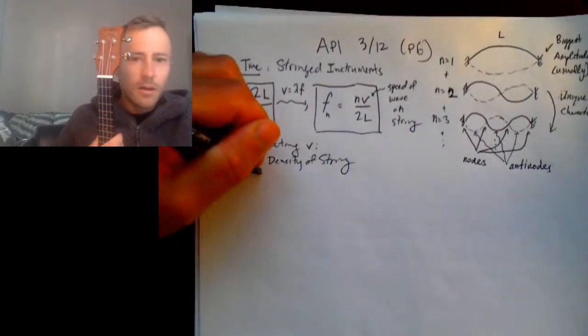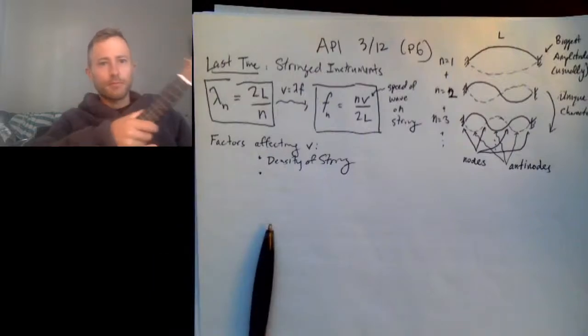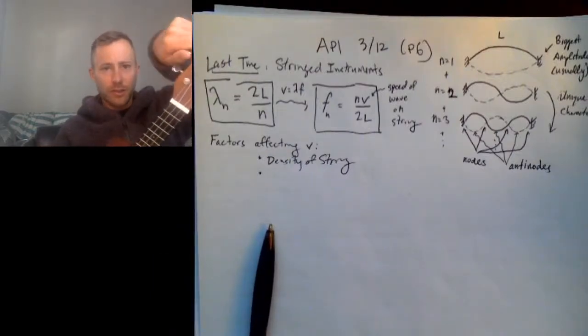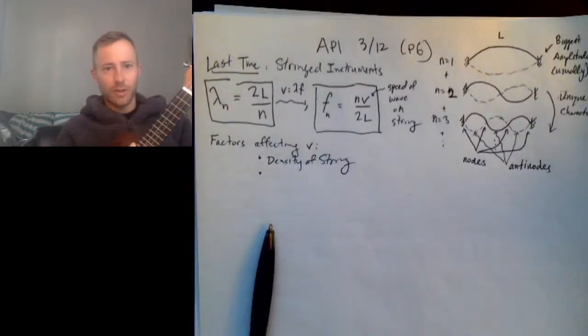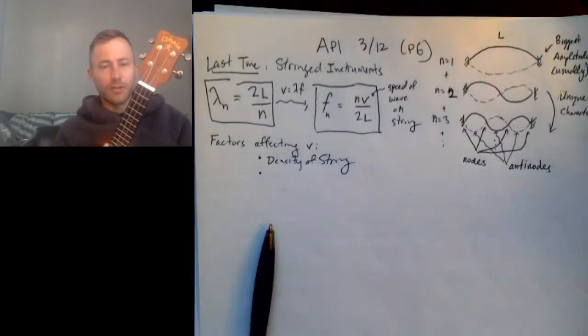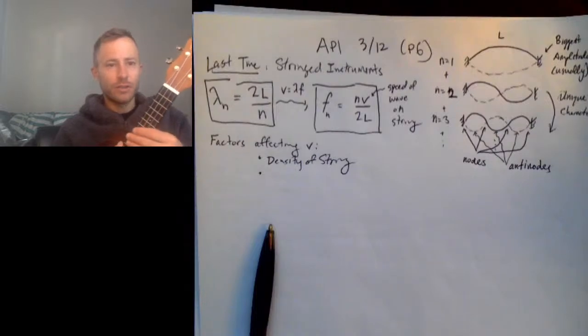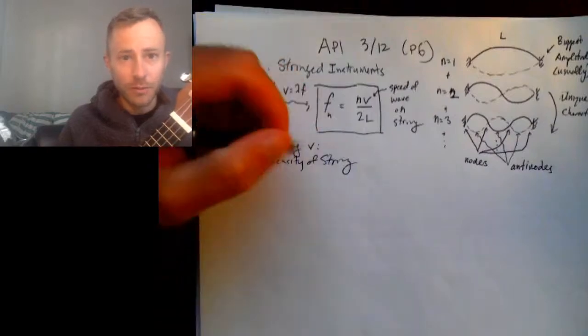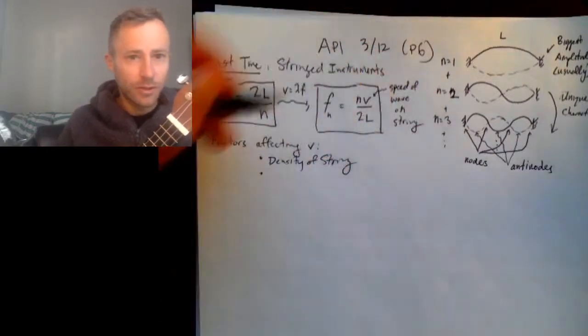The other thing is that if I turn this peg here, it's going to change the tension in the string. More tension in the string will result in a higher wave speed, which will raise the frequency of the instrument.